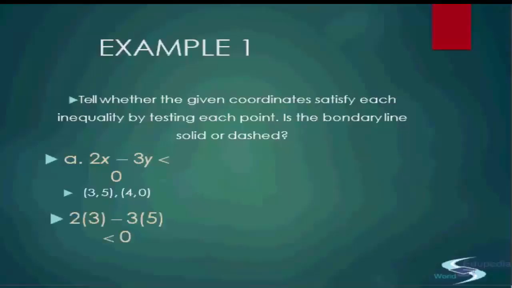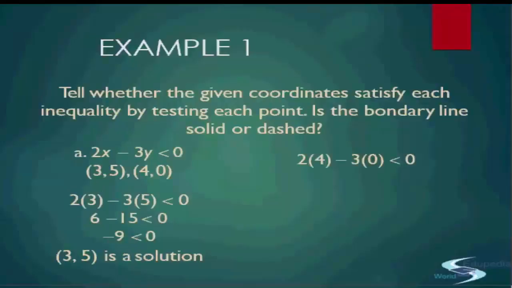3, 5: we put in 3 for x, 5 for y, and we find out the answer, and the answer is -9 is less than 0. You plug in the values, do your calculations, move stuff around, and you get the answer, -9 is less than 0. So we know that 3 and 5 is a part of this solution. 3 and 5 will satisfy this inequality, and that is A.